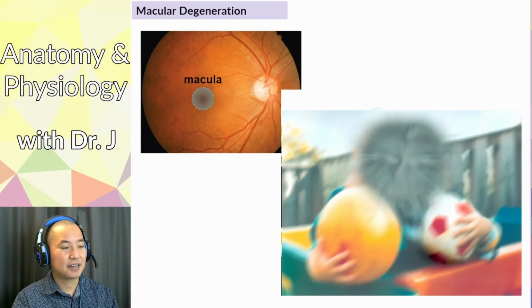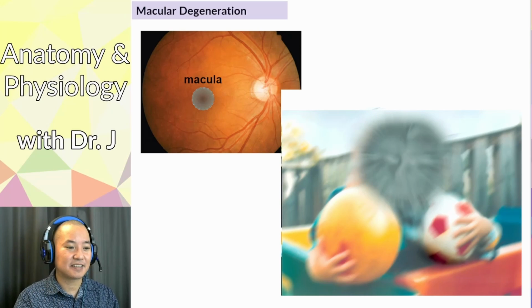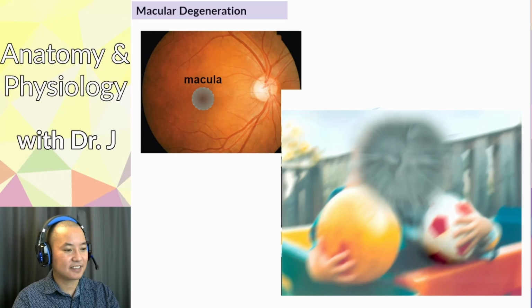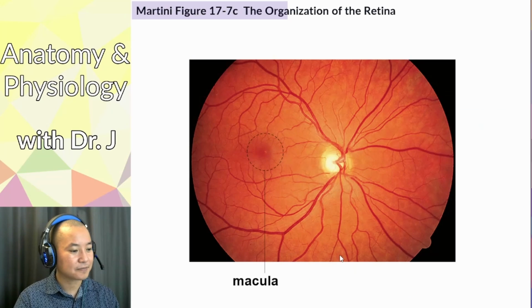People who have macular degeneration still have vision, but imagine trying to read something where you can't center your eyes on it, and you have to move your eyes around so you can see things. So people who have this have a visual impairment.